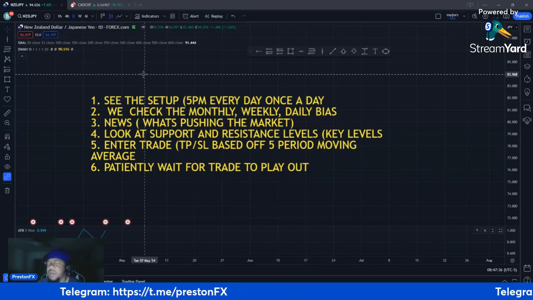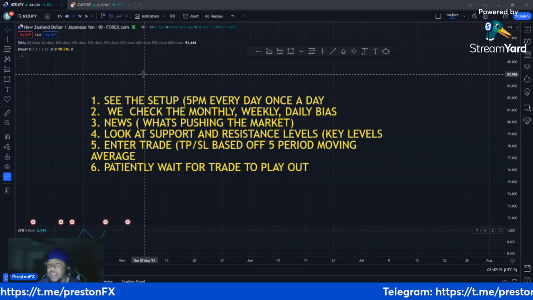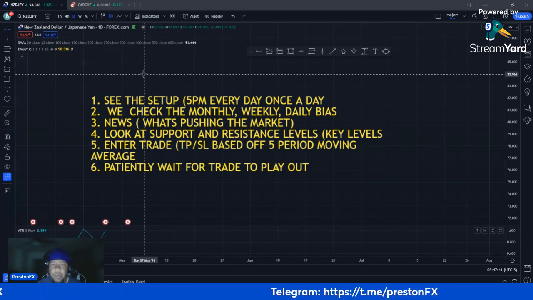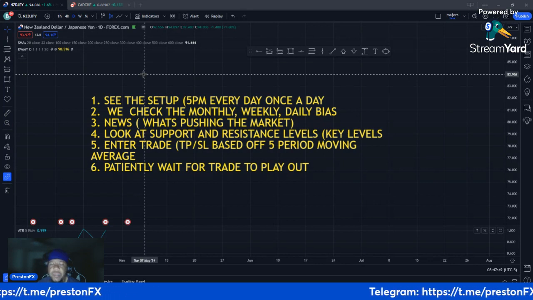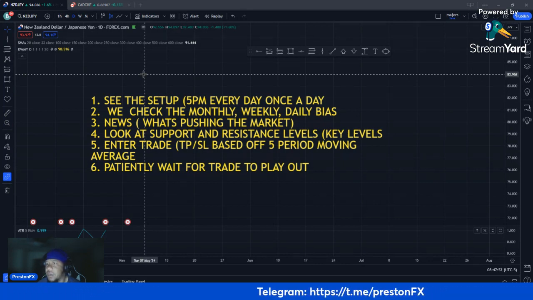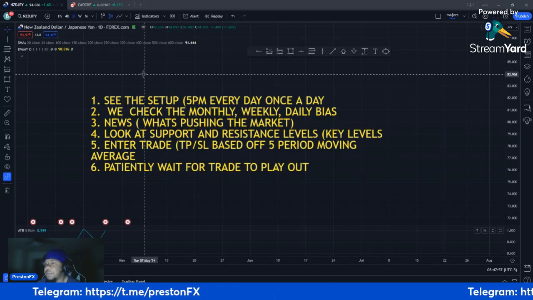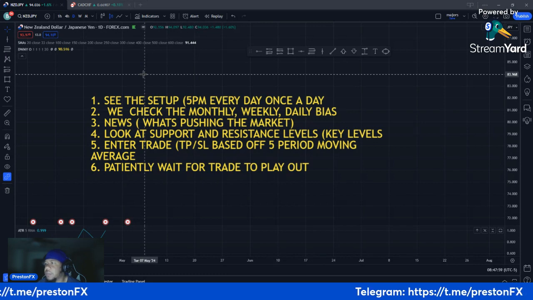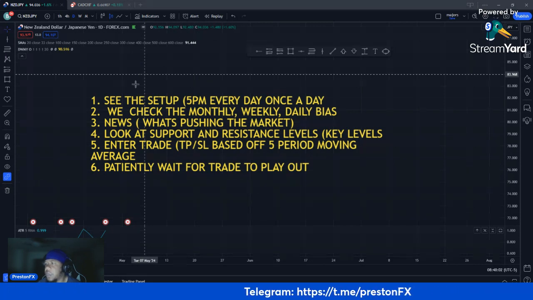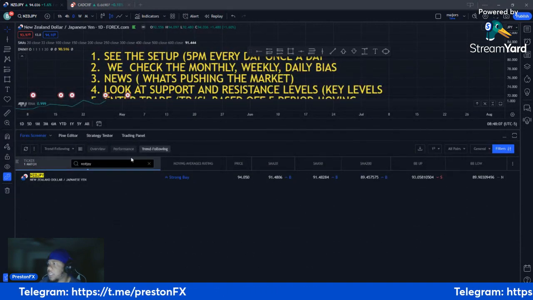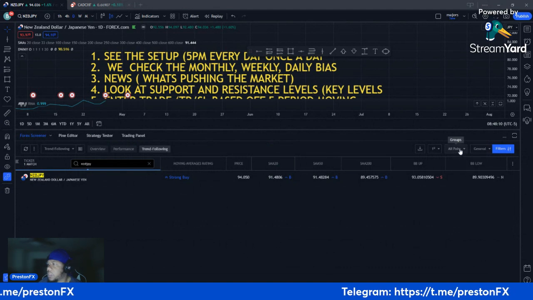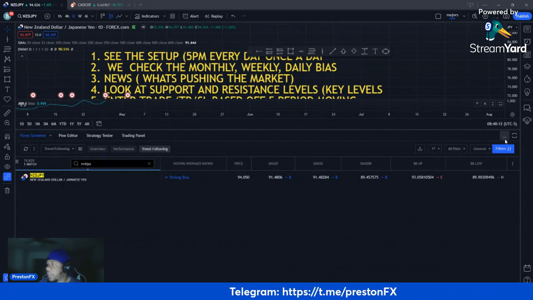Because of the daily time frame, people, bulls and bears, are fighting in between the market, and if you're not intraday trading, then who cares? The sentiments from my bias are cut and dry every day at 5 p.m. Which way is it going? We check the monthly, weekly, and daily bias once we find a setup. If you come down here to the Forex screener, that's pretty much cut and dry. Look, all pairs right here. This is my setup.